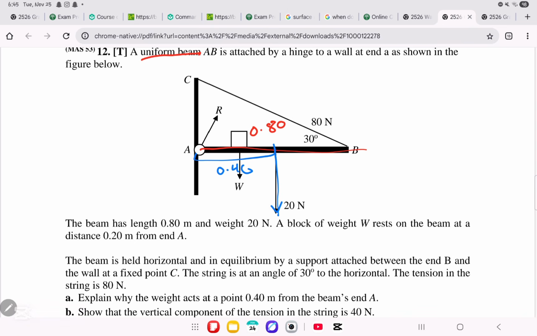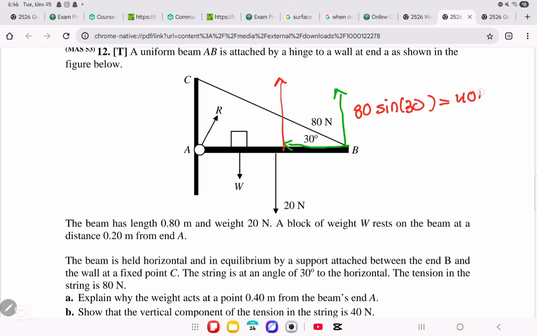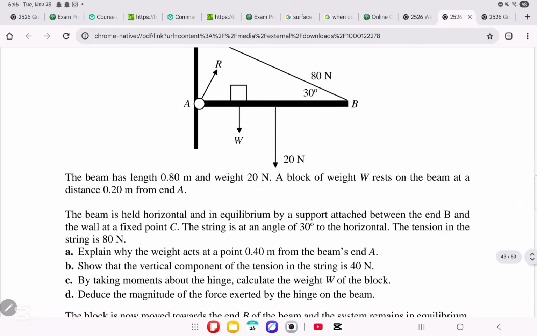Perfect. Now part B, show that the vertical component of the tension in the string is 40 newtons. Let us calculate the vertical component. We know this is the vertical component, this is the horizontal component. They want us to resolve and only find the vertical component of the tension. What's it going to be? If you draw a parallel, you will see that it's opposite to the angle, so it's going to be 80 sine 30, which is how much? Which is 40 newtons.